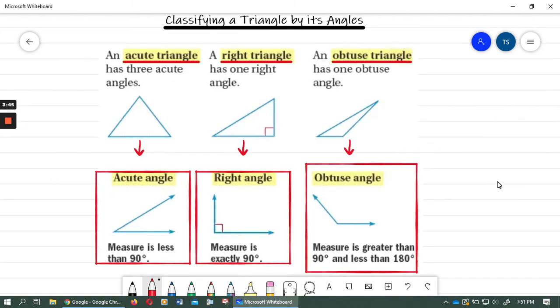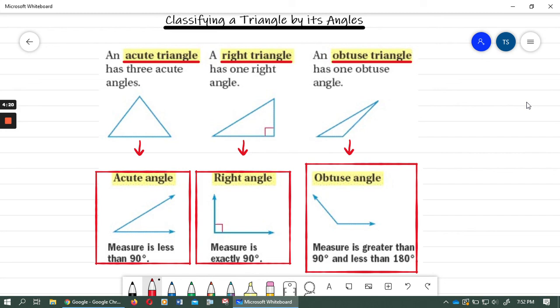All right, so I do hope that you remembered these three ways of classifying a triangle by its angles. You should remember that an acute triangle is a triangle that has three acute angles. For those who don't remember what an acute angle is, we're here to remind you. It's not something that should be new to you, my students enrolled in my classes at our school.